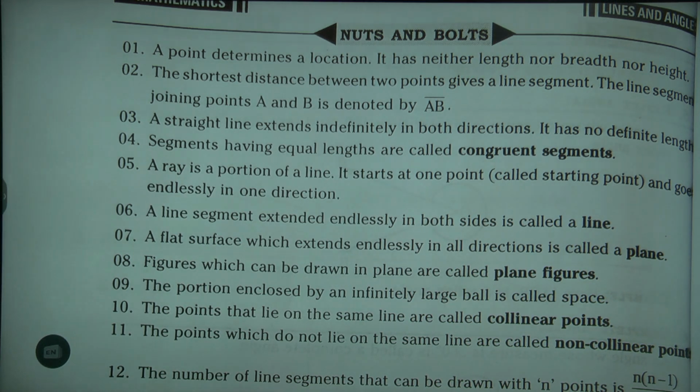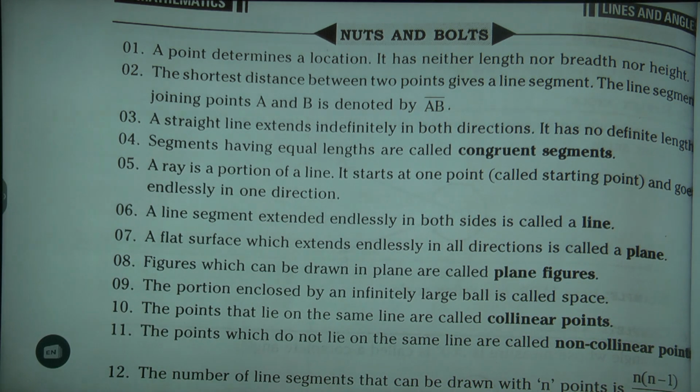Next, congruent segments. Segments having equal lengths are called congruent segments. A ray is a portion of a line. It starts at one point and then goes endlessly in another direction. And the sixth one, a line segment extended endlessly in both sides is called a line. From a line segment we can define a ray and a line.